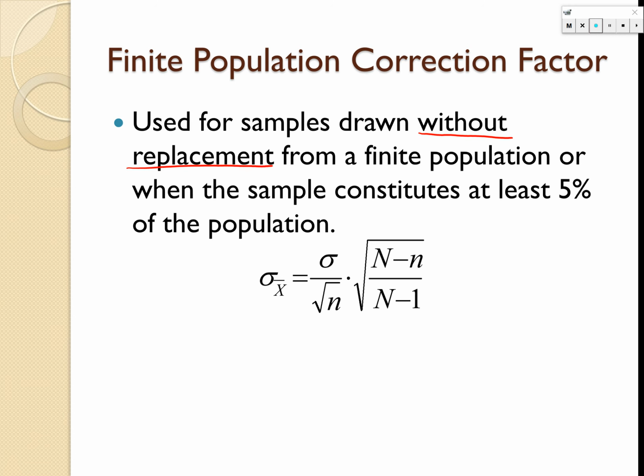It's just when samples are drawn without replacement, or when the sample constitutes at least 5% of the population. So we have without replacement, your sample constitutes at least 5% of the population. And your population is also finite. So it doesn't happen often. I'm not going to ask you guys to do this often. I just want you to be aware of it. So samples drawn without replacement from a finite population, or if your sample constitutes at least 5% of the population, then you're going to want to use this. Okay?